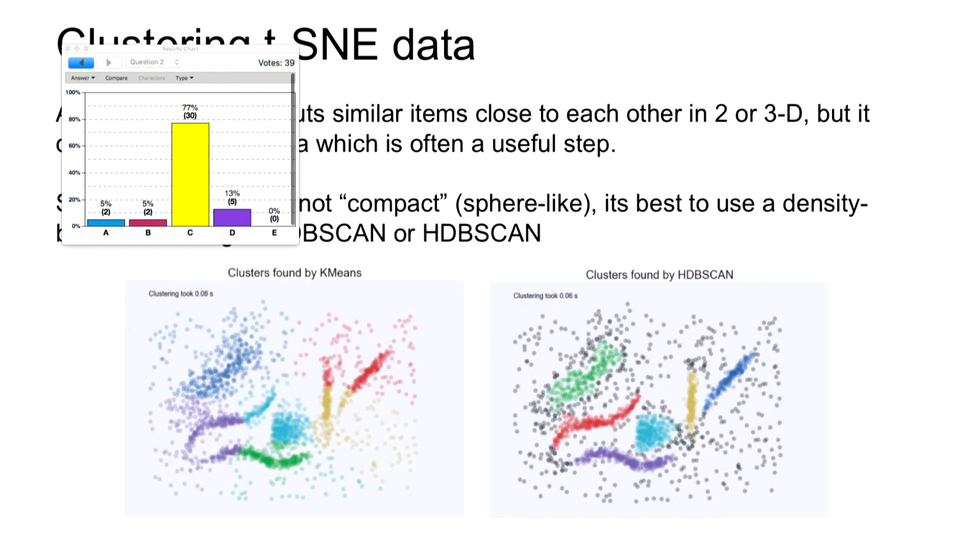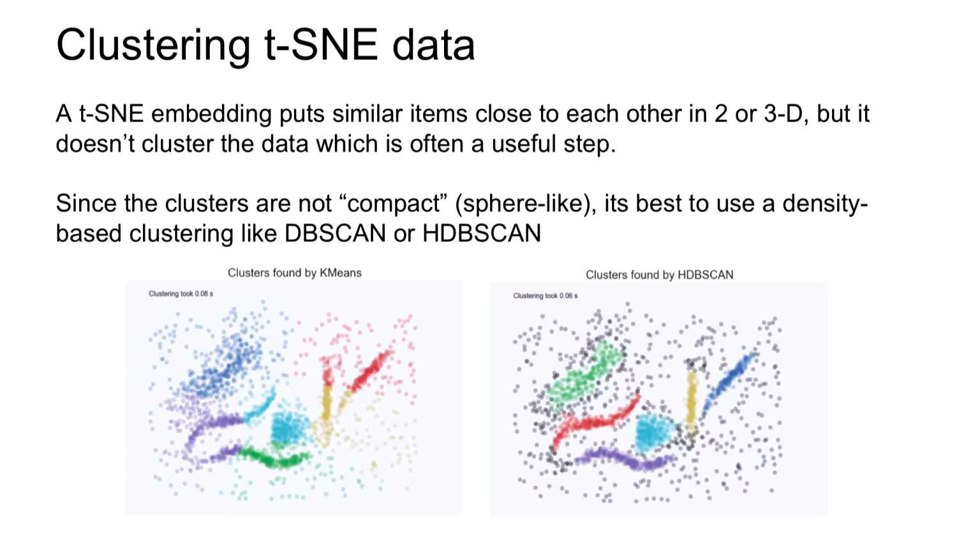Just to quickly be clear, t-SNE is not a clustering method by itself. It's an embedding method. So if you want to produce a clustering, you need to run a secondary clustering algorithm on t-SNE. And generally, DBSCAN, for instance, is a better approach than, let's say, k-means clustering.